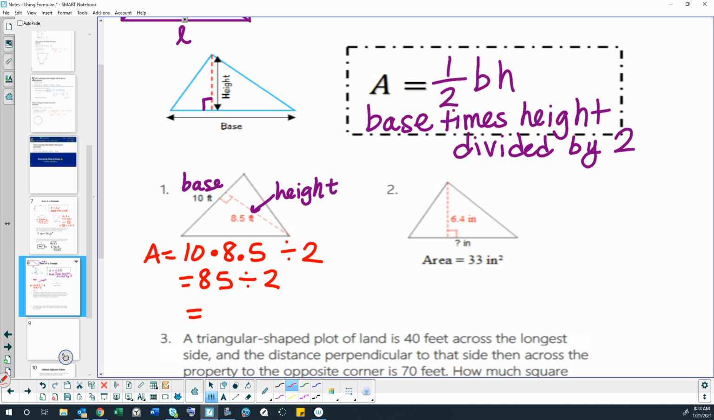Calculators out. Ready? Calculate 85 divided by 2, and we get 42.5. Awesome. 42.5. Don't forget your units. This is an area, so it's square units. So that would be 42.5 square feet.